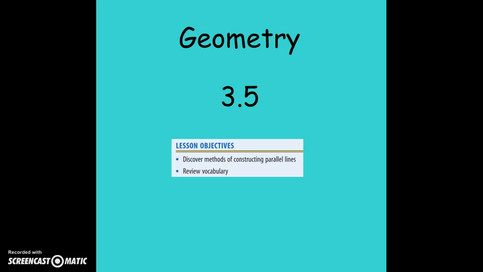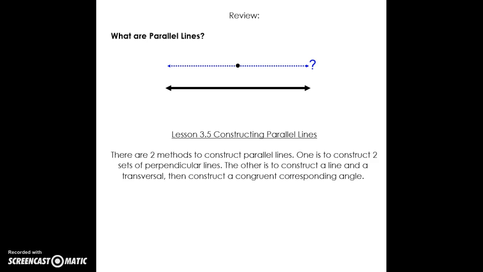This is Geometry Lesson 3.5. Today we're going to be talking about constructing parallel lines. So just a reminder, parallel lines are two lines in the same plane that will never meet. And when you mark parallel lines, remember you want to use the same number of arrows on the lines, whether it be 2 on each or 3 on each. Well, we're going to try and construct parallel lines through a specific point.